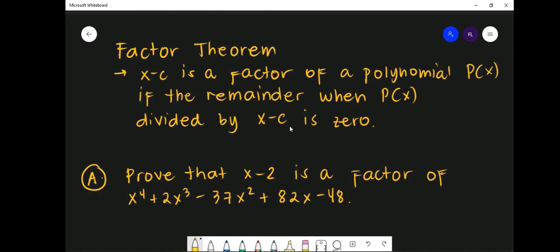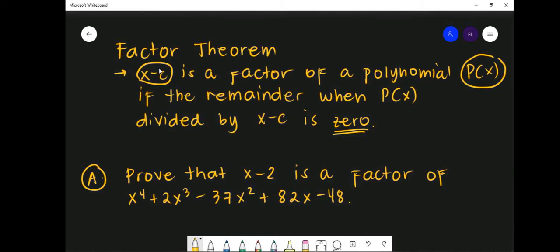Okay? So, by definition, x minus c is a factor of a polynomial p of x if the remainder when p of x is divided by x minus c is 0. So, pasimplihin lang natin. Di ba ginagamit natin yung remainder theorem? Ngayon, kapag daw si x minus c or the value of c, sinubstitute natin kay polynomial p of x at nag-0 yung remainder natin. That means x minus c is a factor of the polynomial.